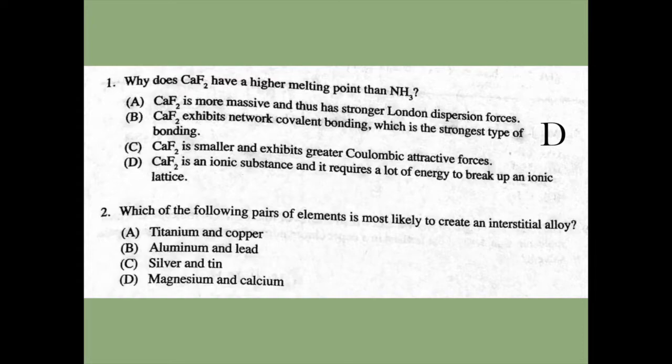For number 2, it says, which of the following pairs of elements is most likely to create an interstitial alloy? So there are two different types of alloys. This is something we did not go over, but it's really quick and easy to learn. The two different types of alloys are interstitial and substitutional. Now, substitutional is exactly how it sounds. You've got metals that have very similar size. In interstitial, you're going to have one large type of metal and then another one that's very small. So if it's asking for interstitial, you're looking for two metals that have very different sizes. If you're looking for substitutional, you're looking for metal atoms that have very similar size.